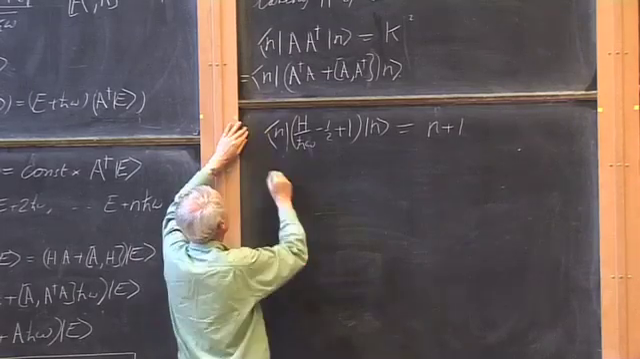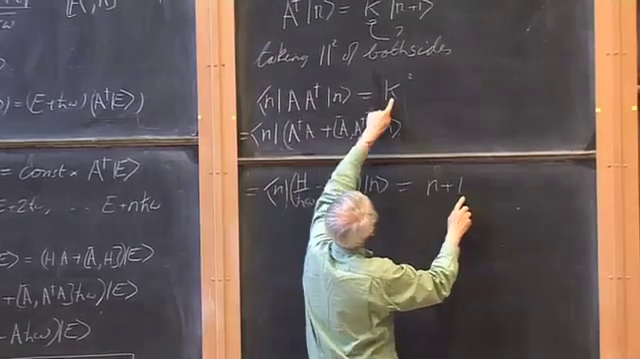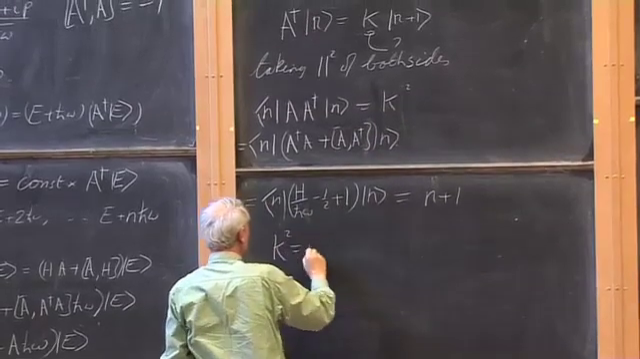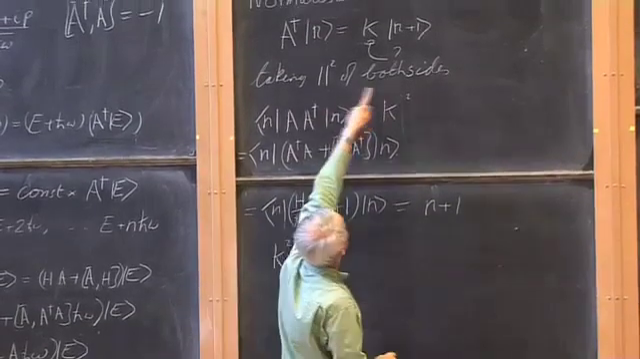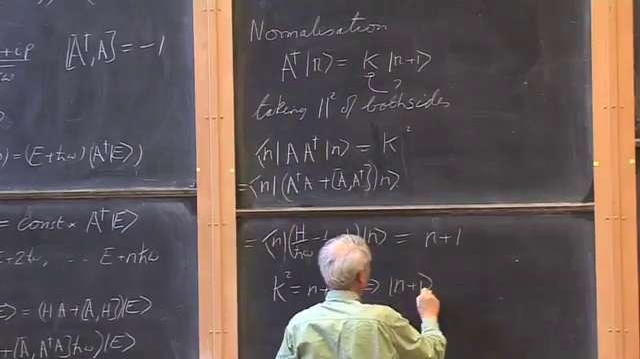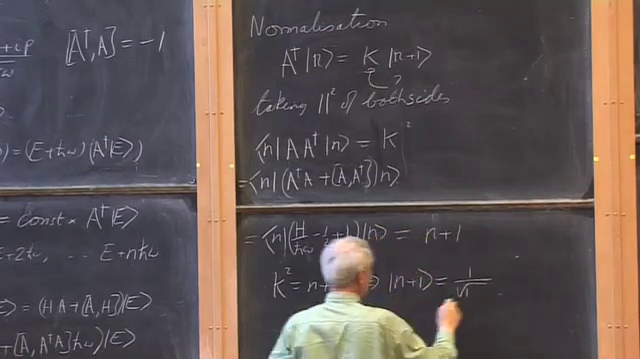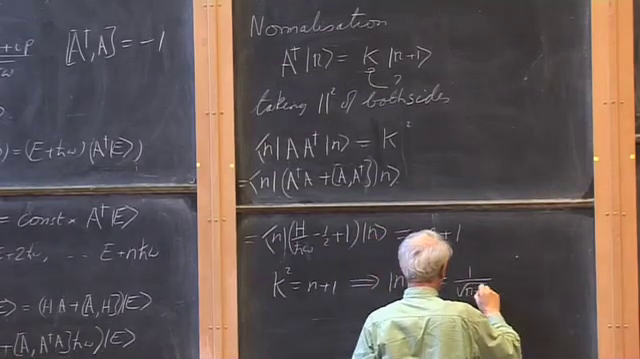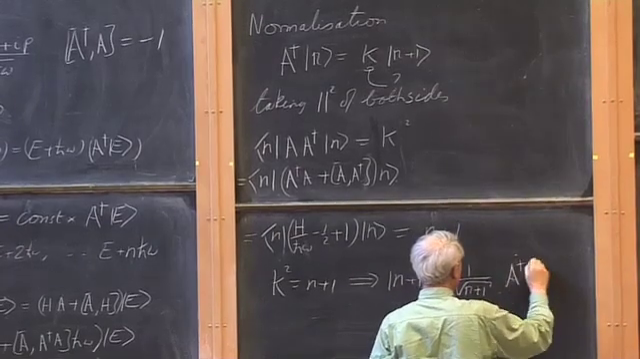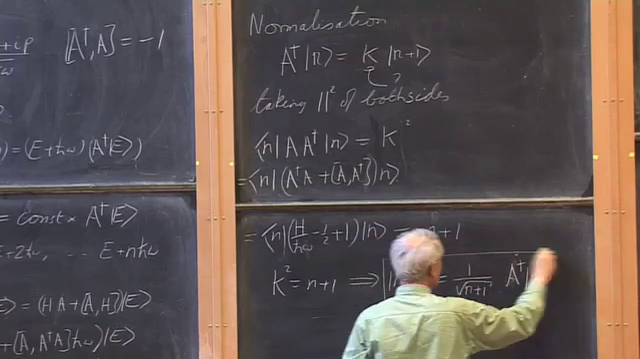So what follows this? Comparing this with this, we find that k squared is equal to n plus 1. Going back to up there, we have that n plus 1 is equal to 1 over the square root of n plus 1 of a dagger operating on n. This is a very important equation.